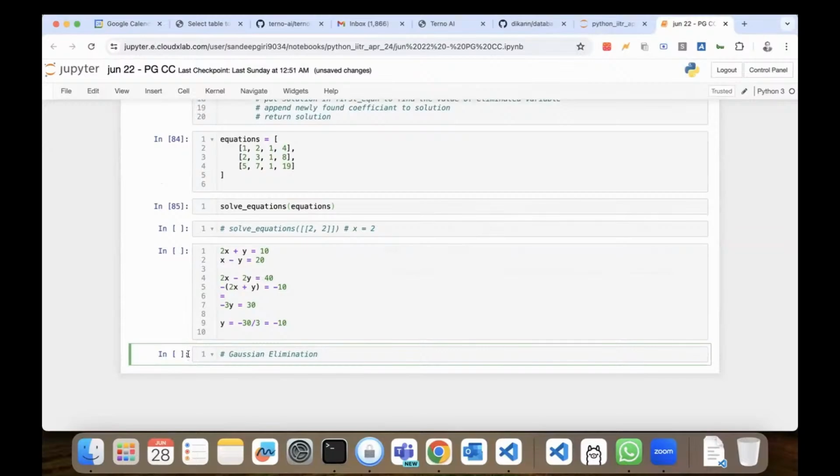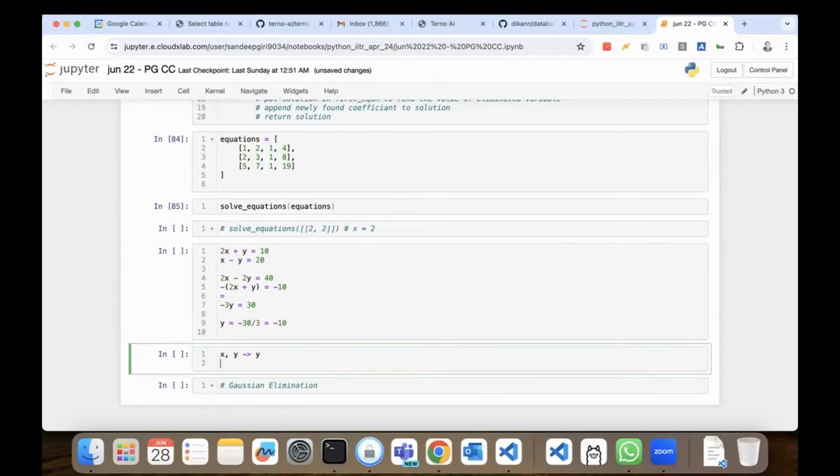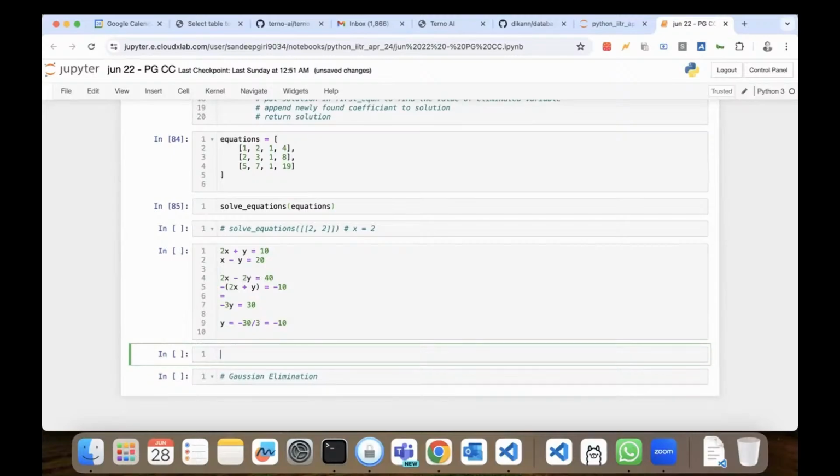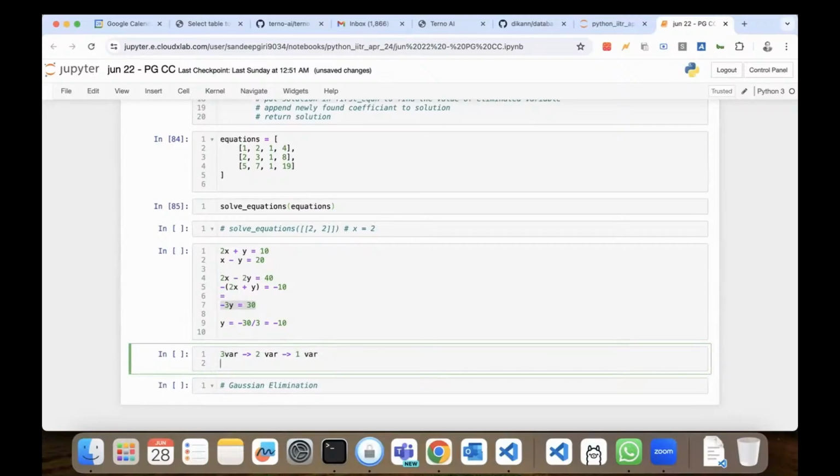So what we did was we took two variable equations in x and y and converted them into a single variable equation in y. Once we have a one variable equation, we know how to solve it, correct? In the same way, we'll take three variable equations, convert them to two variables, then convert to one variable, and that's it. Is this clear?